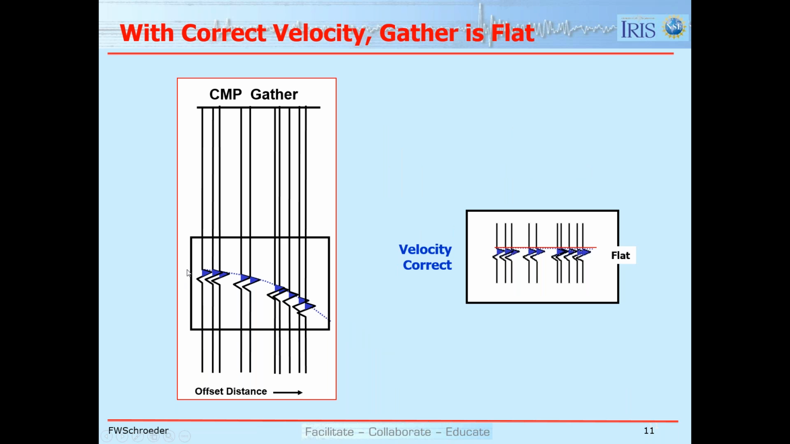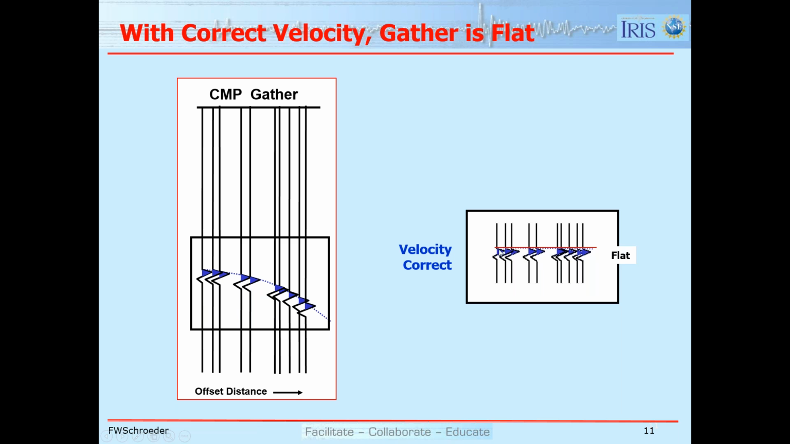We know the physics involved. We know why the curvature occurs. If we have an idea or a reasonable good estimate of what the velocity is, we can take out that delay because of offset, and so we can re-datum these blue reflections, these peaks, so that they are flat-lined.